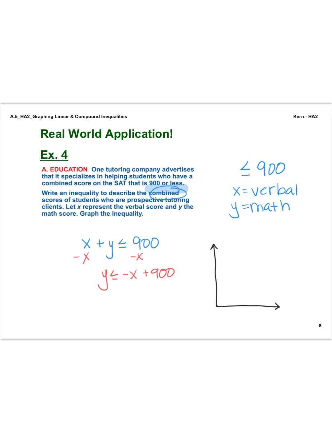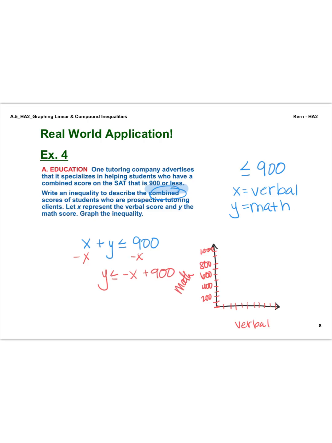So let's just say we're counting by 100s here. So 0, 100, we'll call this 200, 300, 400, and so on up to 900, and this will be 1,000. And we're gonna do the same scale on the bottom, counting by 100s. So we have verbal on the bottom, math on the left.